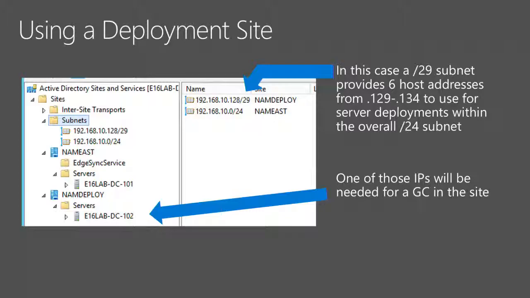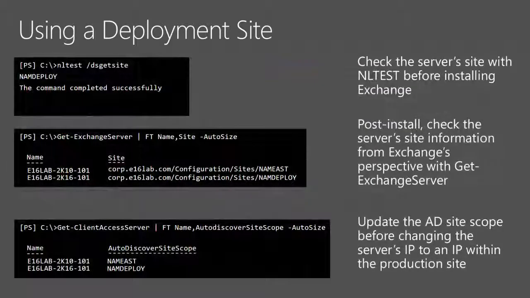I think using this is a little bit easier because it just gives you that reservation of the other 5 addresses, but it's up to you. So when you have a deployment site, you want to make sure that it's all set up properly before you proceed with setup, because again, the whole point is keeping this new but unconfigured server out of the production site so it doesn't interfere with clients.